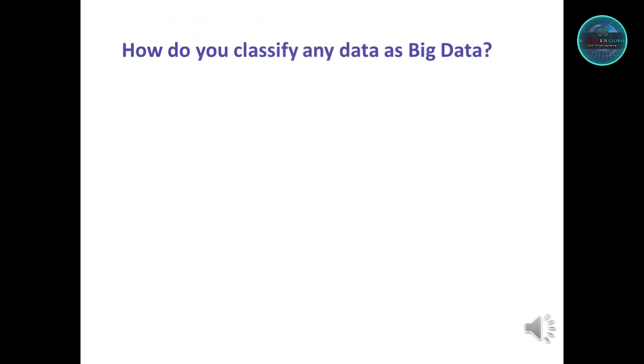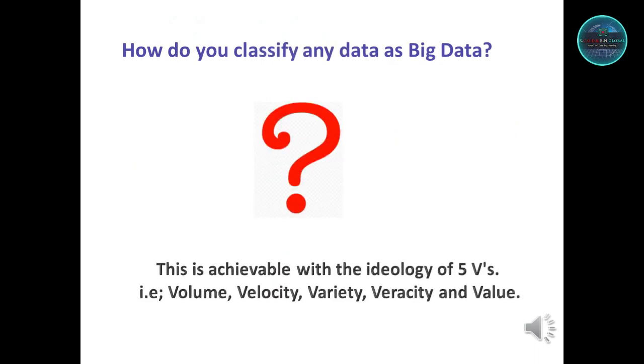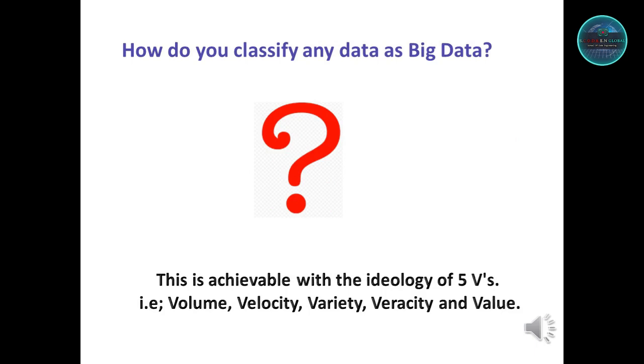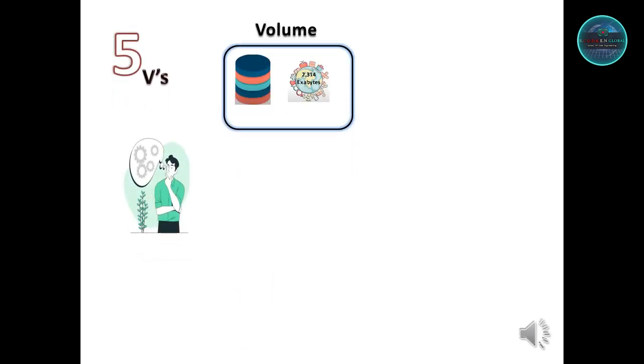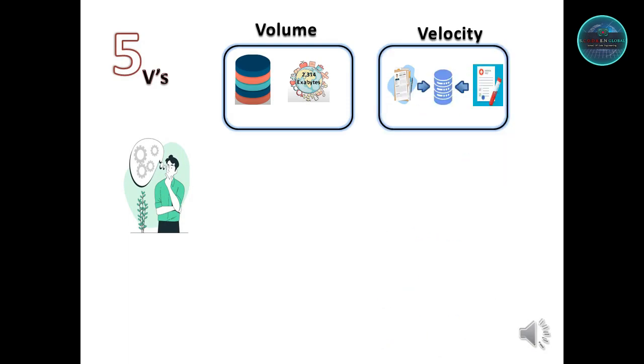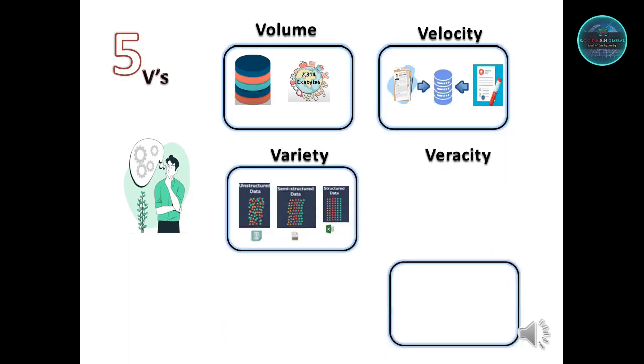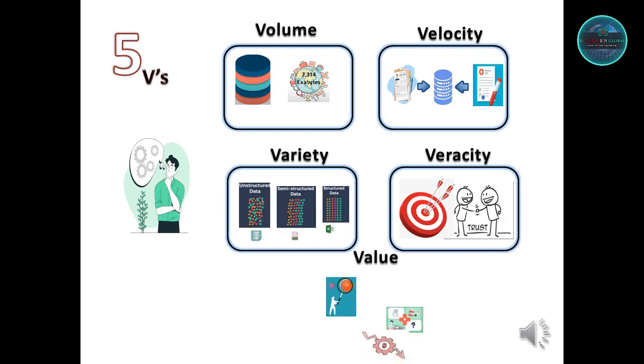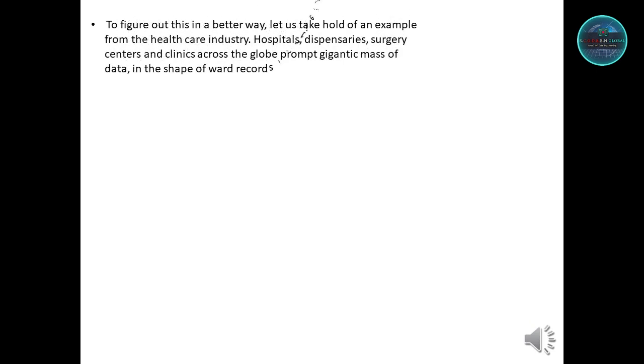How do you classify any data as big data? This is achievable with the ideology of 5 V's, that is, volume, velocity, variety, veracity, and value. To figure this out in a better way, let us take an example from the healthcare industry. Hospitals, dispensaries, surgery centers, and clinics across the globe prompt a gigantic mass of data in the shape of ward records, patient records, test results, discharge summary, and round book. 2314 exabytes of data are gathered annually.